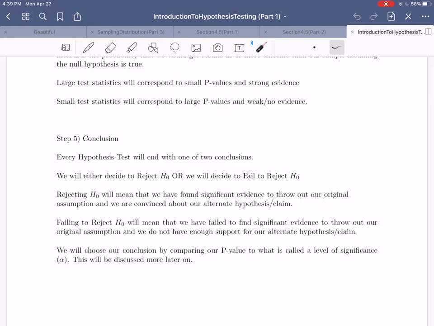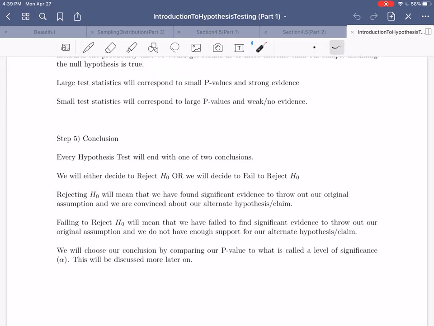So in some ways, you can view this as the positive outcome. We've successfully rejected the null, which means that we've successfully found evidence. That means we can successfully throw out that null, and we can successfully believe or convince ourselves about our alternate or claim. Failing to reject H0 is sort of the opposite of that.